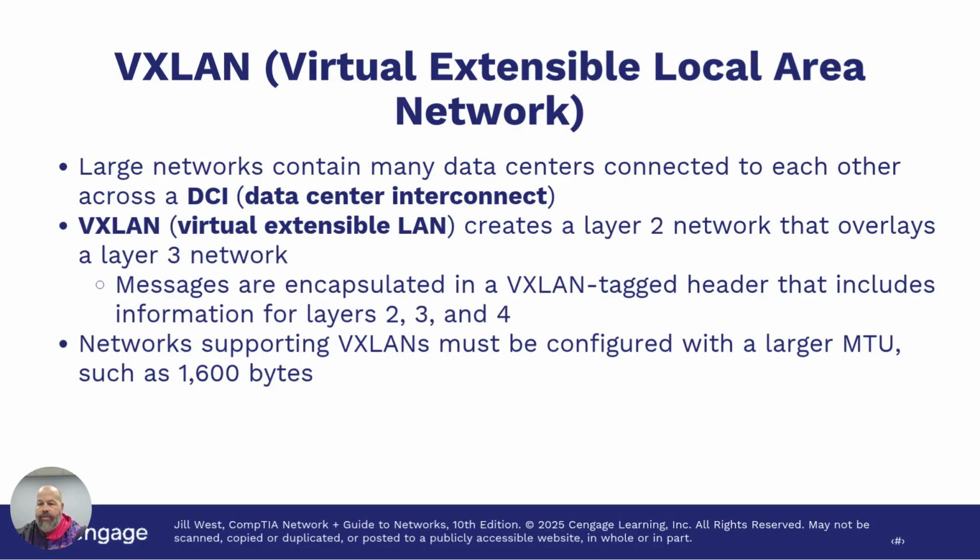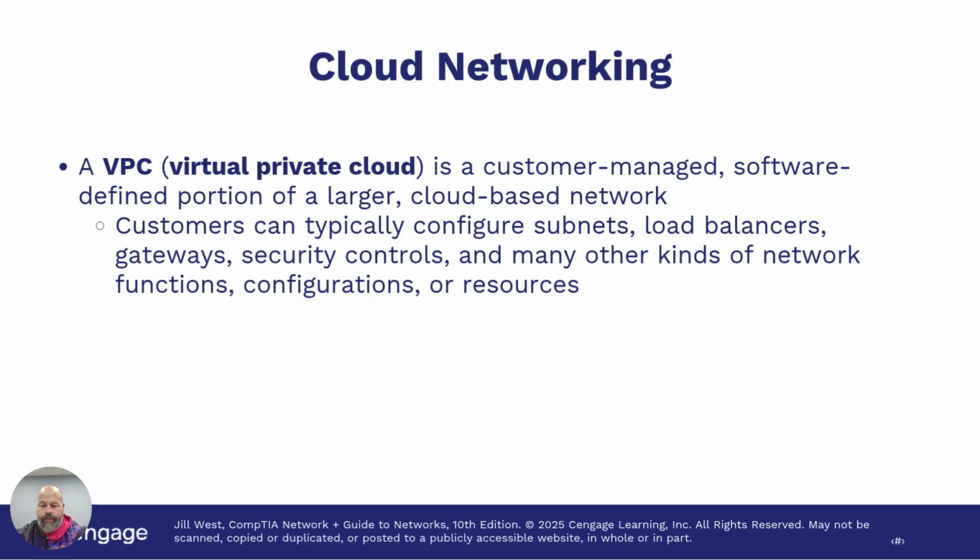Messages get encapsulated in a VXLAN tagged header that includes information from layers 2, 3, and 4 all at once. It's like having a triple sealed package. Because of the extra packaging, networks supporting VXLANs need a larger maximum transmission unit, like 1600 bytes instead of the standard 1500 bytes. Think of it like needing a bigger mailbox to handle thicker envelopes. VXLAN is crucial for modern cloud data centers where you need flexible, scalable network virtualization.